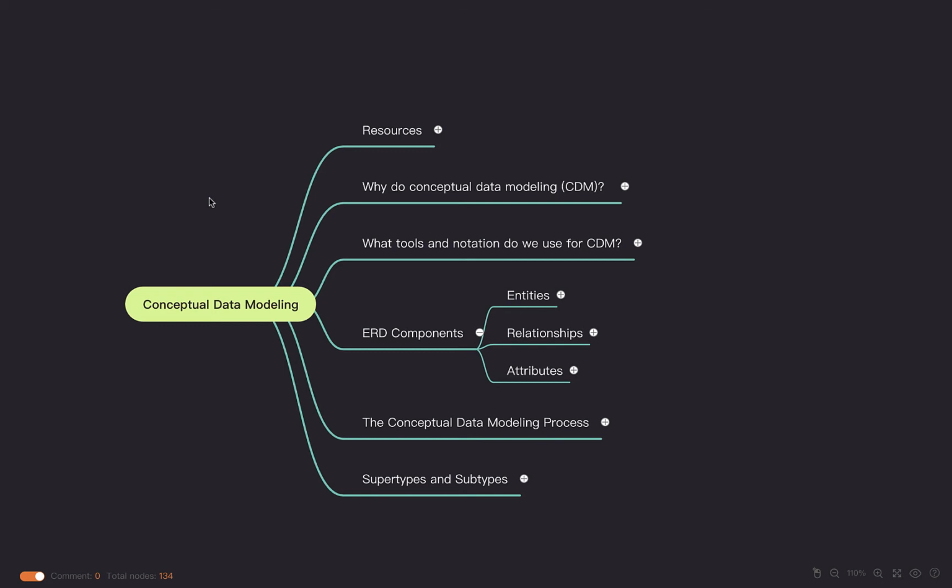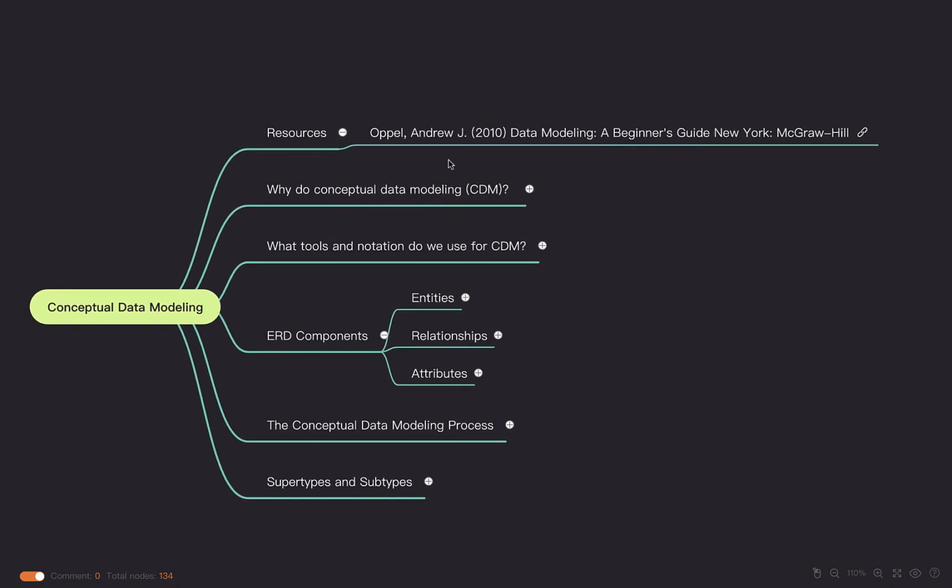I want to begin by talking about the resources that I relied upon in creating this lecture. Primary resource for me is a book called Data Modeling, A Beginner's Guide by Andy Oppel. This is a book that I've used in several of my courses. It may not be the core data modeling text that we're using for the course that you're taking, but it's a book that's worth having, and I recommend it to you.